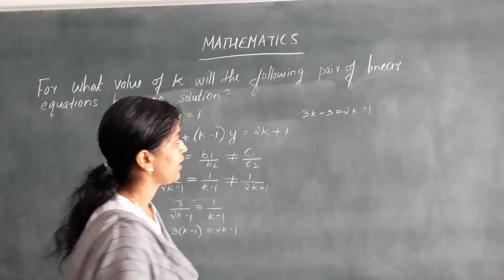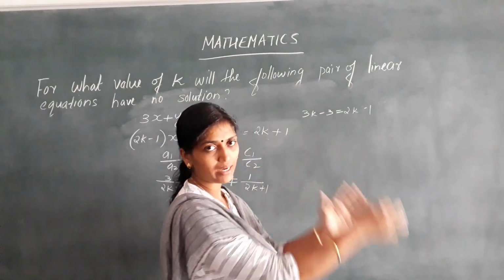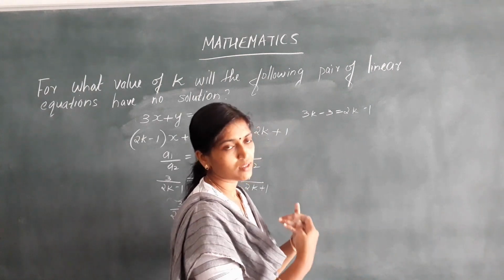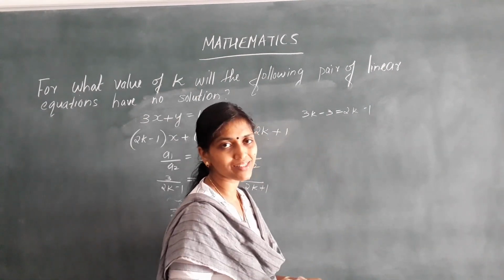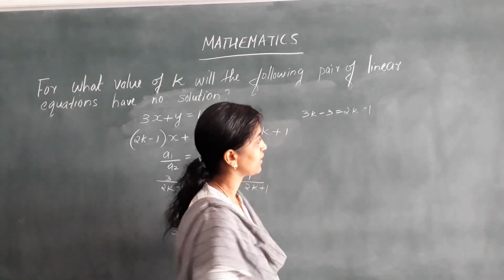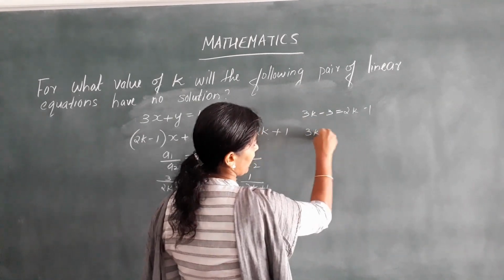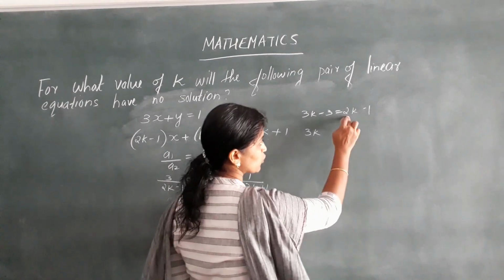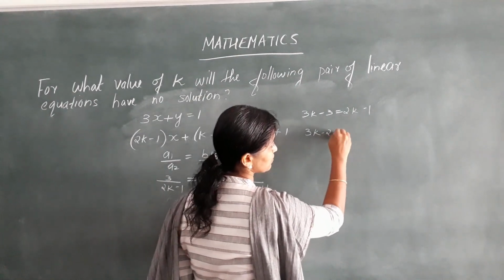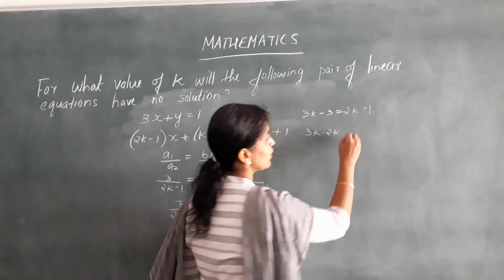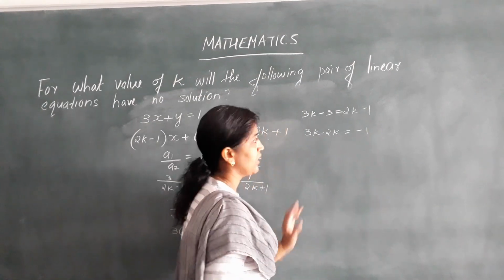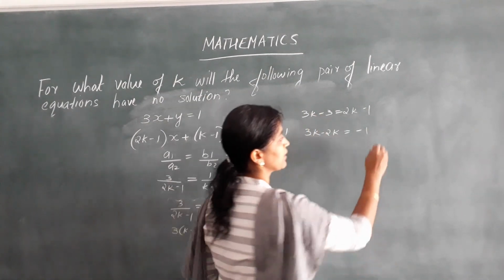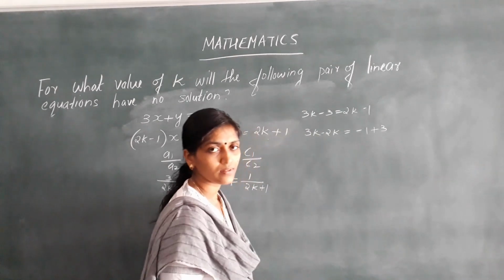Clear? Now what is our next step? We have to find the value of k. So transpose the k terms to one side and the constants to the next side. Here there is 3k, and when you transpose the positive 2k, it comes as minus 2k. And already there is minus 1. Now I am going to transpose this minus 3, it becomes plus 3.